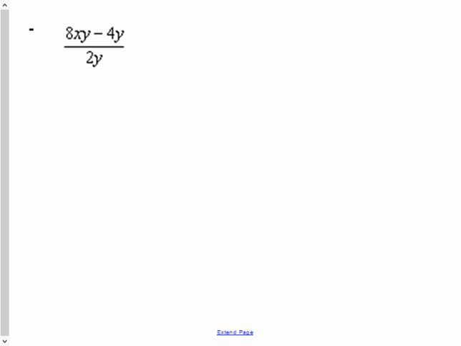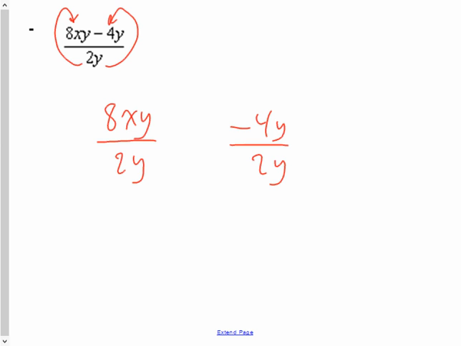Your next question is even easier because it's a binomial divided by a monomial. So again, we're going to use this idea of distributive property of division. So 8xy divided by 2y, and then negative 4y divided by 2y. Here's going to be a 4. The y over y will cancel each other out. I'm left with a 4x for that first term when I divide it by 2y.